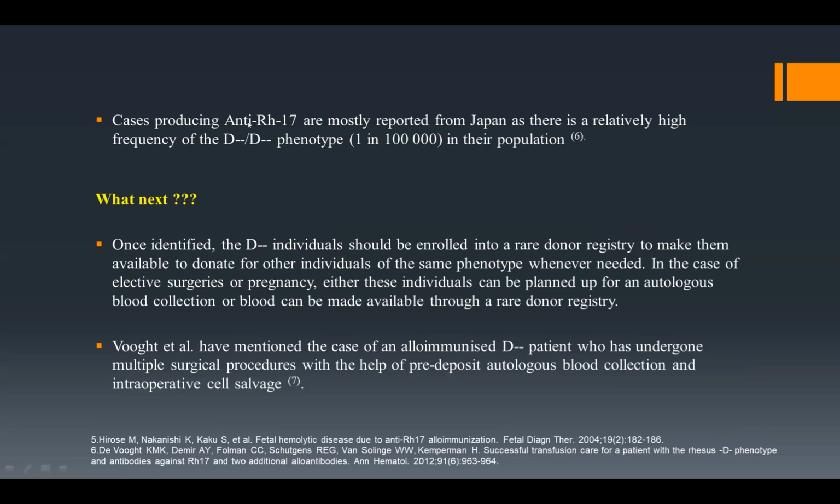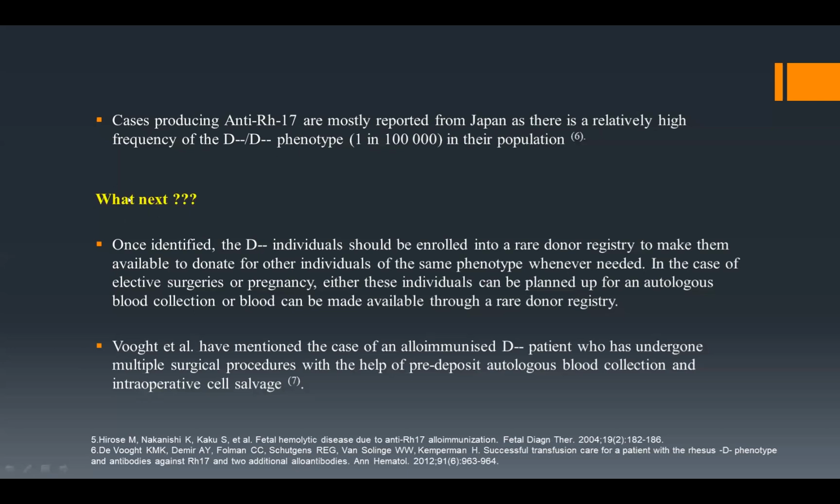And in our population in India, this is not that common a phenotype, but in Japanese studies, they have reported a very high prevalence of the D-- phenotype, almost 1 in 1 lakh in their population. And they have even reported more than 50 cases of severe HDN as a result of anti-Rh17 antibodies, which has resulted in many prenatal and postnatal mortalities.